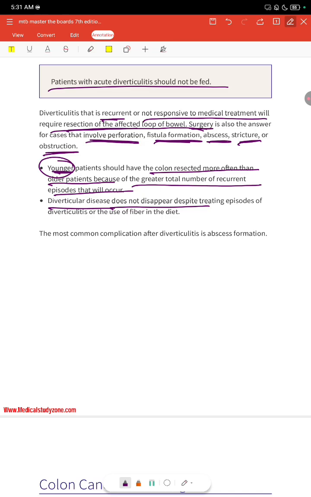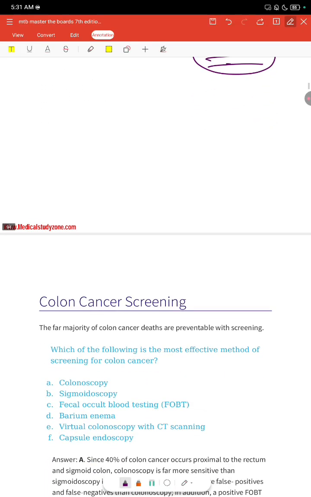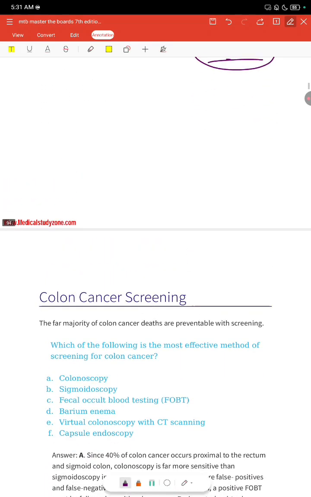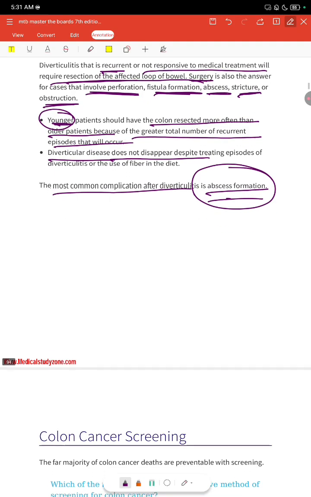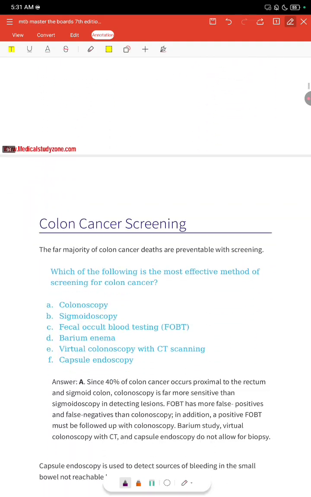The most common complication after diverticulitis is abscess formation. So most common complication after diverticulitis is what? Is abscess formation.